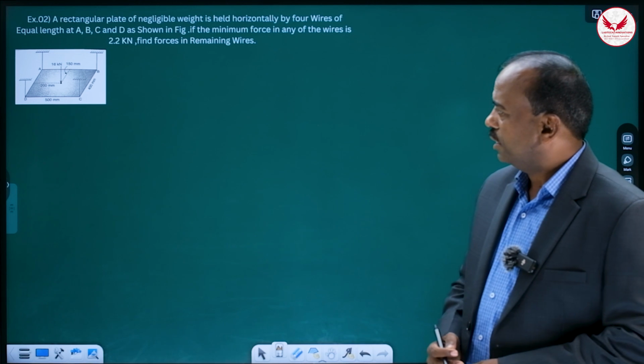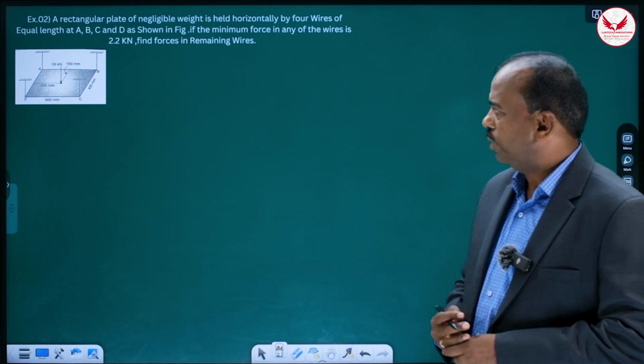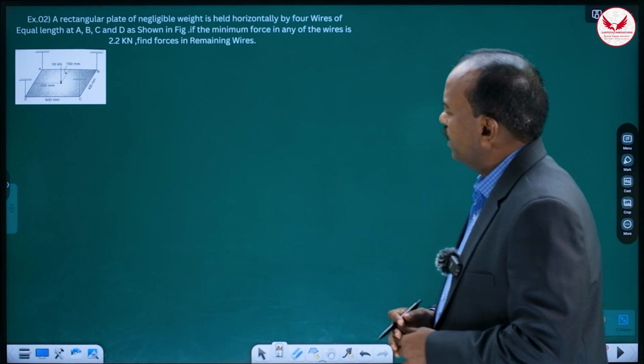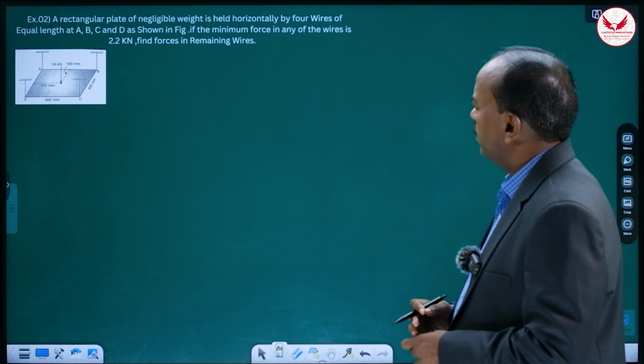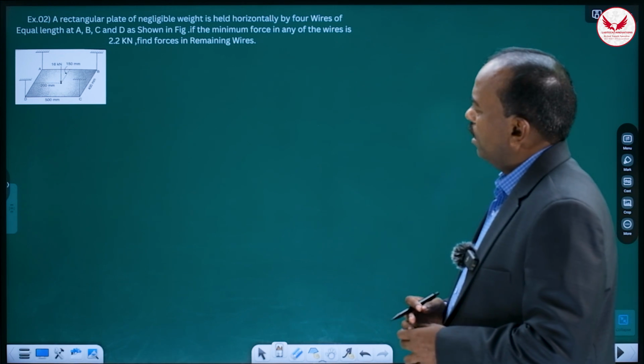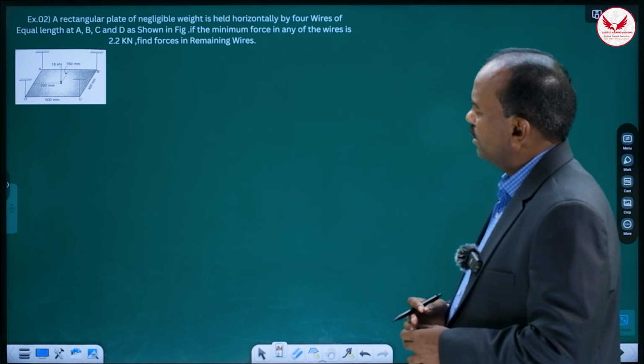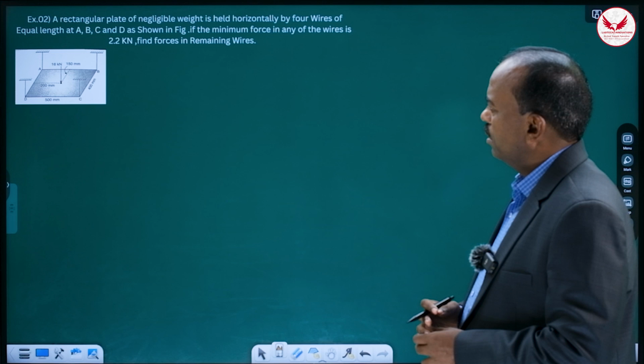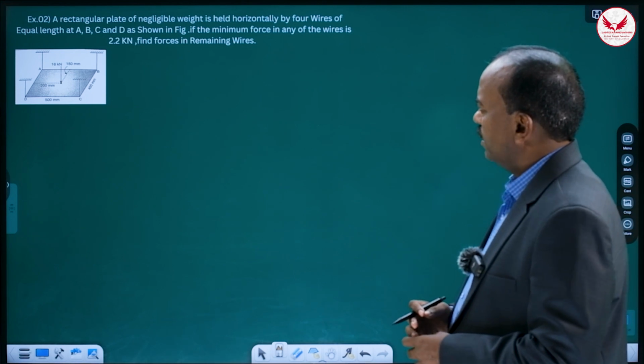And now we'll see the second example on this equilibrium of parallel forces. What is it? A rectangular plate of negligible weight is held horizontally by 4 wires of equal length at A, B, C, D, as shown in figure. If the minimum force in any of the wires is 2.2 kilonewton, find the forces in the remaining wires.